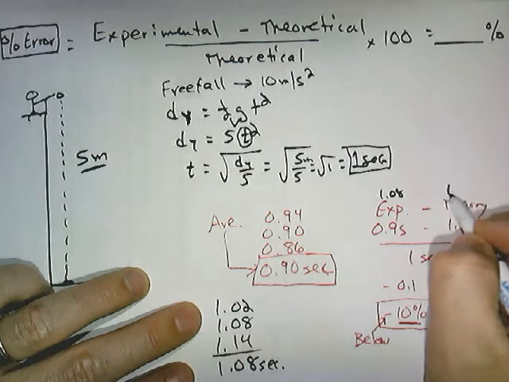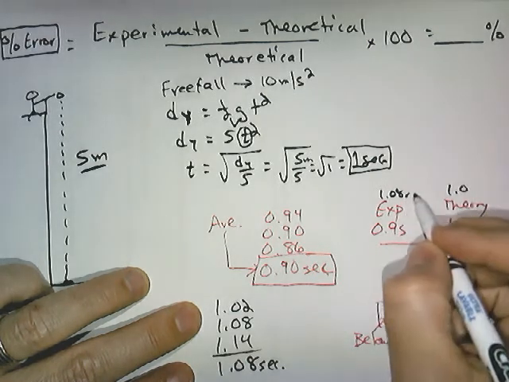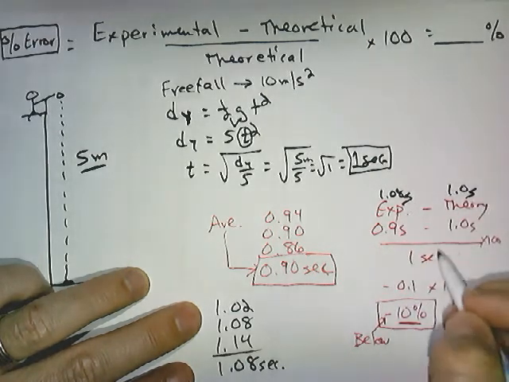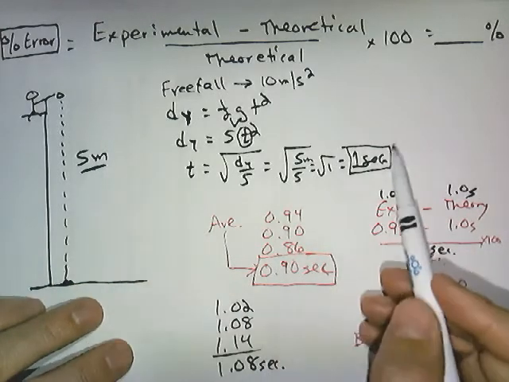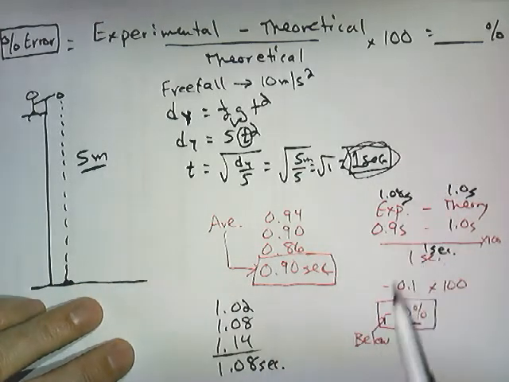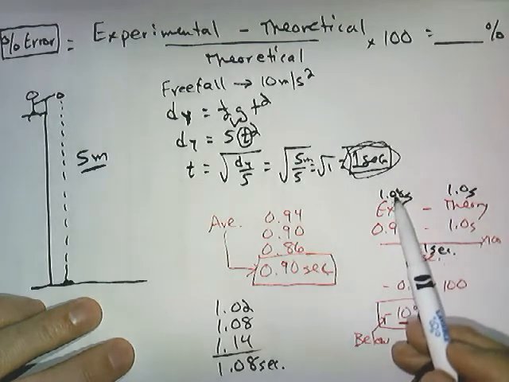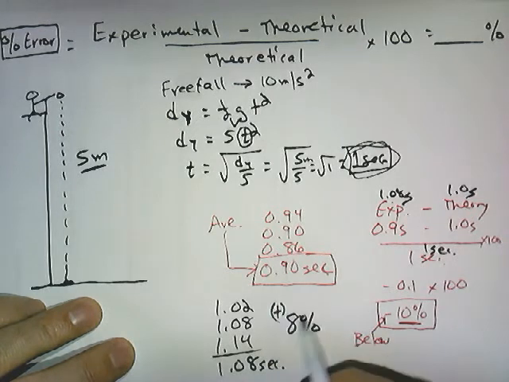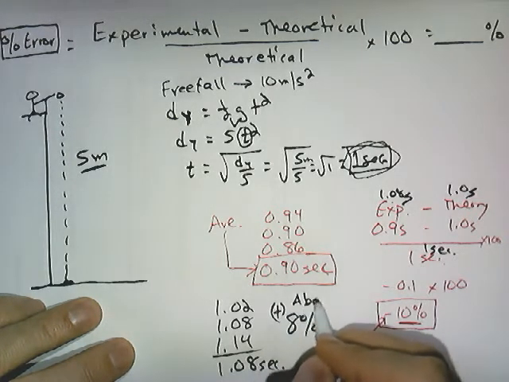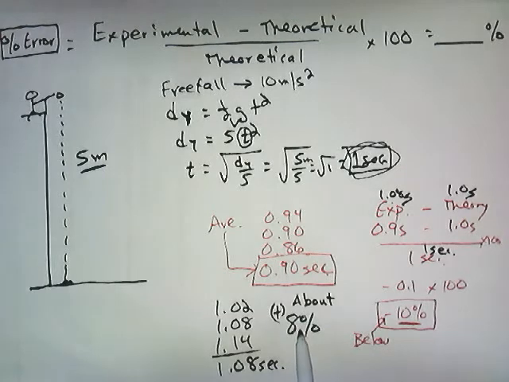The theoretical value is 1.0. These are seconds to fall 5 meters, divided by 1 second. Still 1 second to fall the 5 meters. This is our theoretical value here. So this will be positive 0.08 times 100 would be 8. It's an implied positive. This would imply that our percent error was 8%.